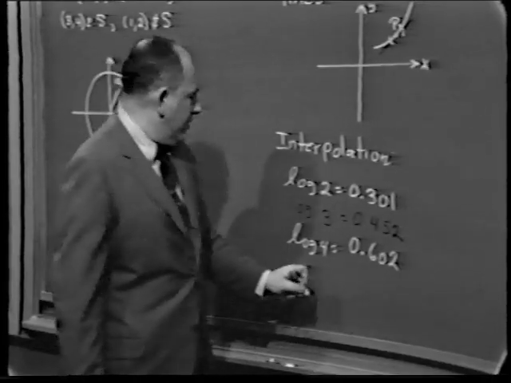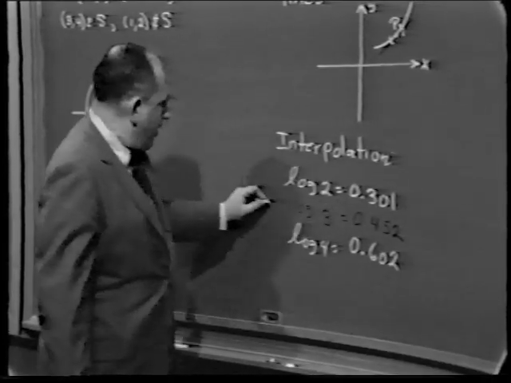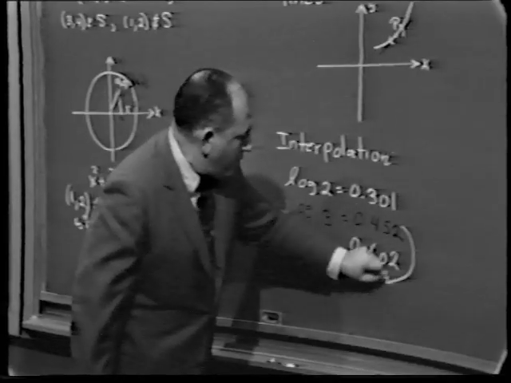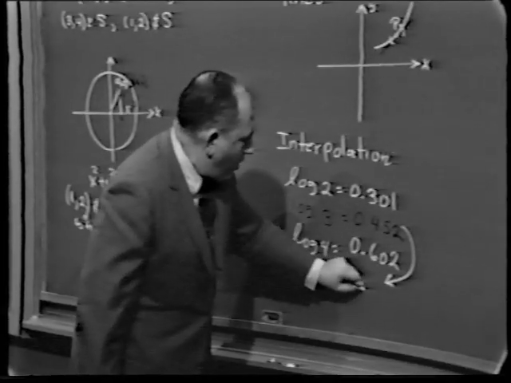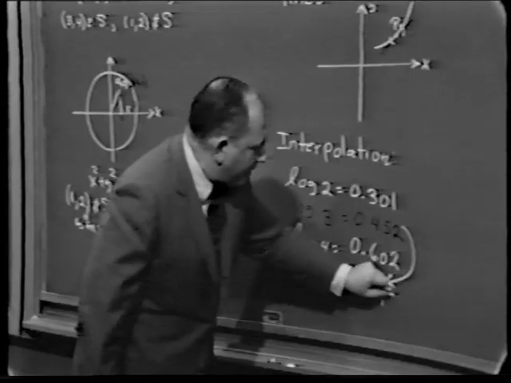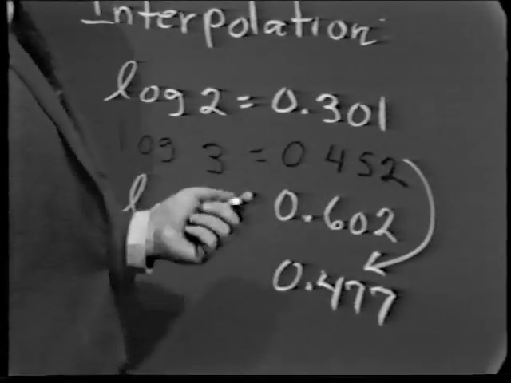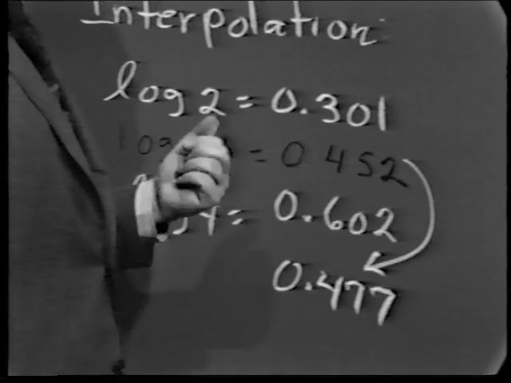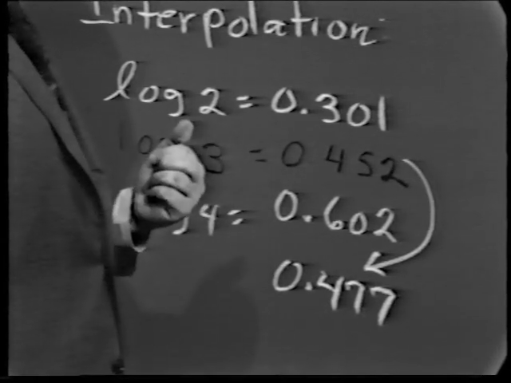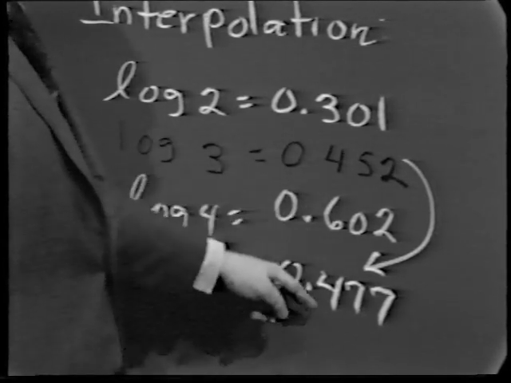Instead, I find, let's write it over here. What I find is 0.477. Now, you know, this is a pretty big error to attribute to slide rule inaccuracy or trouble in rounding off the tables. What really went wrong over here?